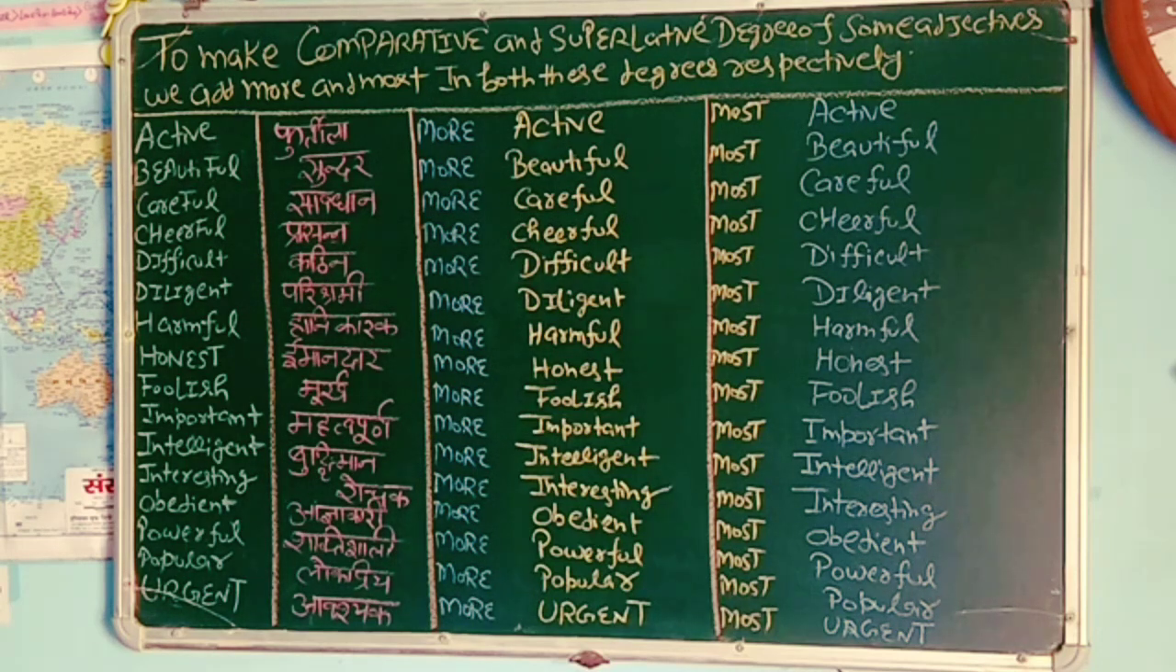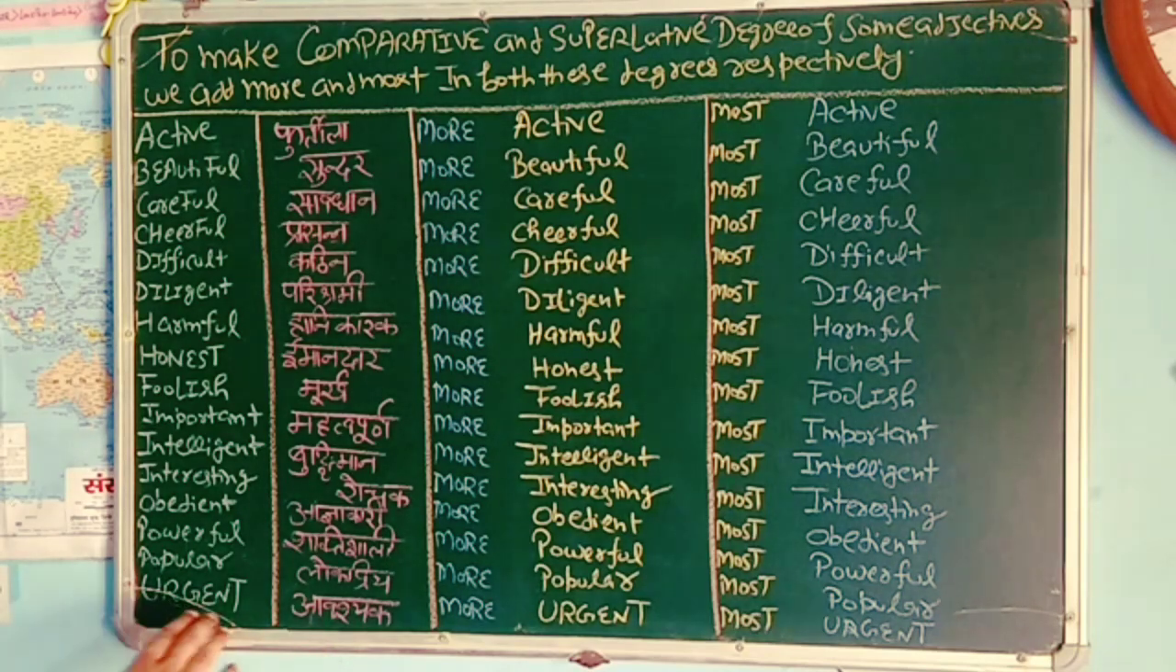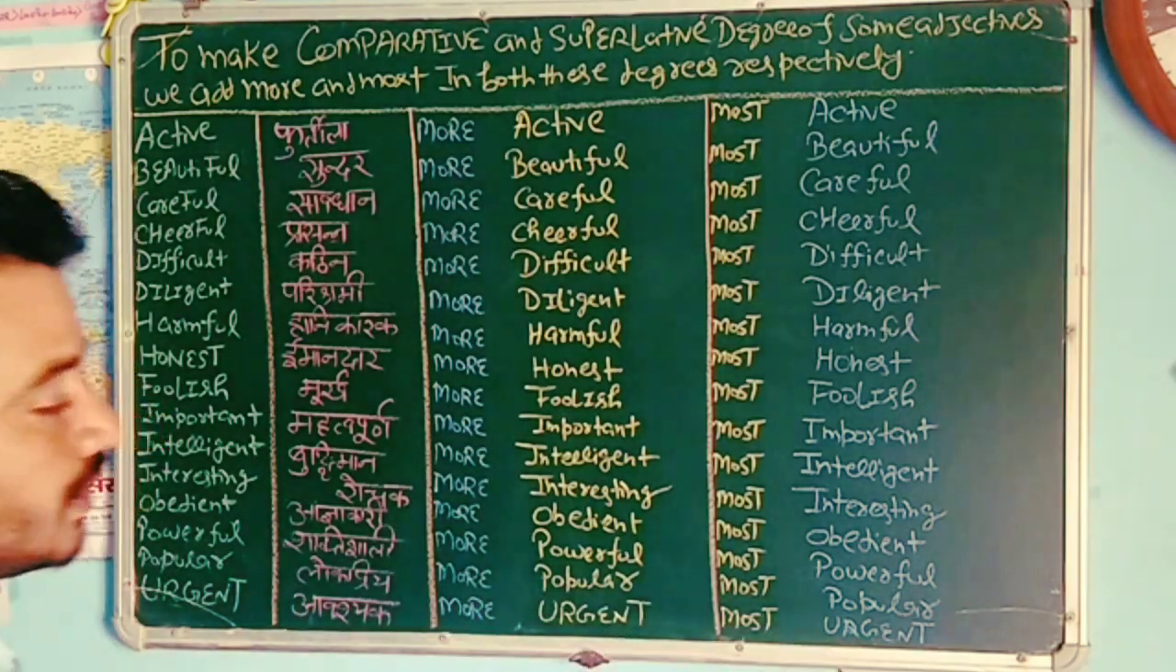So our last example is urgent. The meaning of urgent is avashyak in Hindi. If you want to make the comparative degree of this adjective, it becomes more urgent. And if you want to make the superlative degree of this adjective, it becomes most urgent. So our complete degree of comparison becomes urgent, more urgent, most urgent.